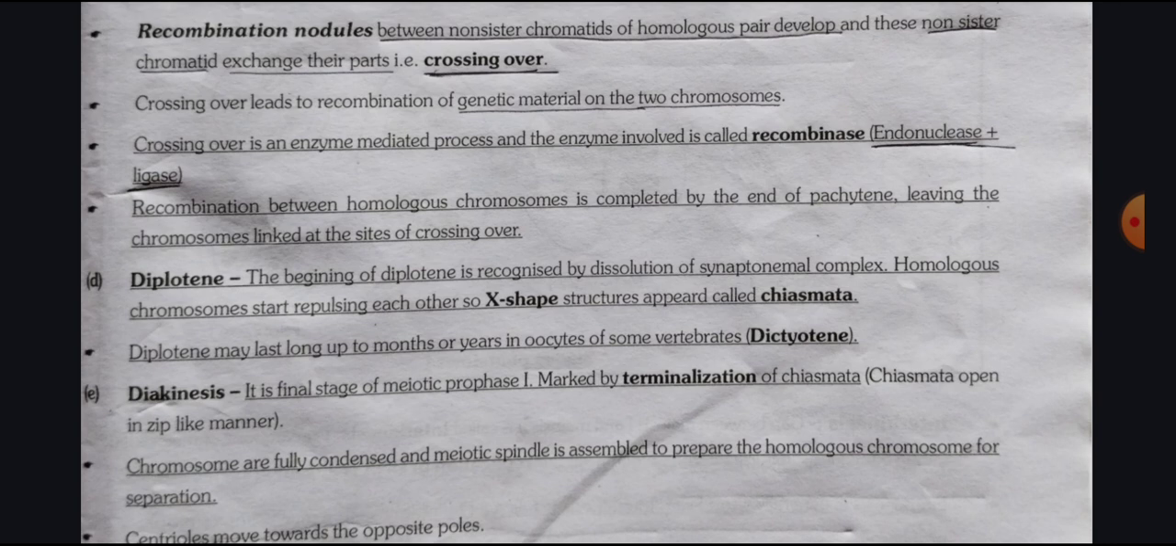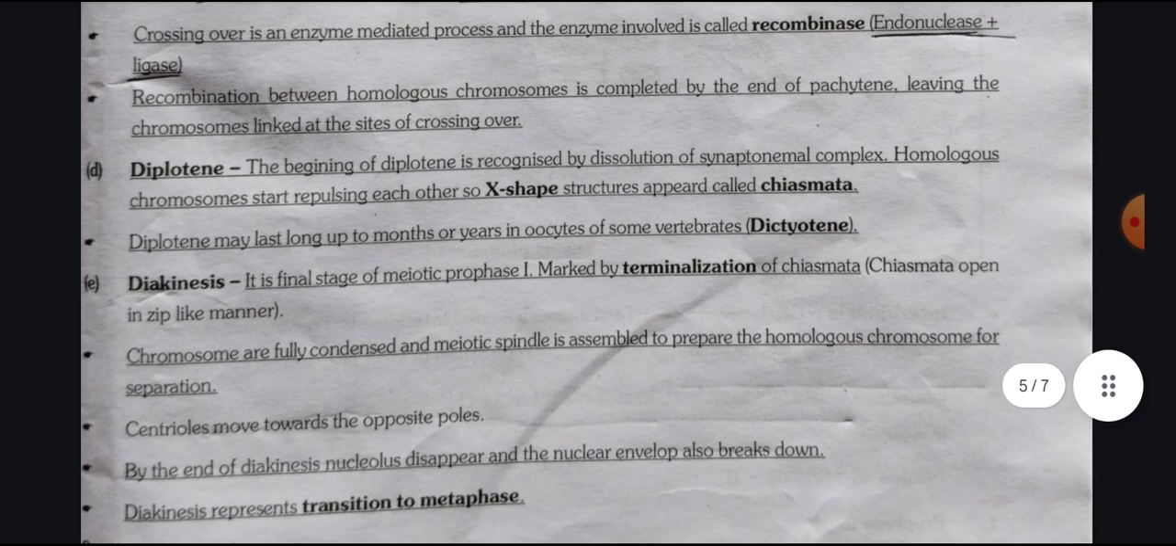Number four, diplotene. The beginning of diplotene is recognized by dissolution of the synaptonemal complex. Homologous chromosomes start repulsing each other, so X-shaped structures appear, called chiasmata. Diplotene may last long, up to months or years in oocytes of some vertebrates. And then number five.